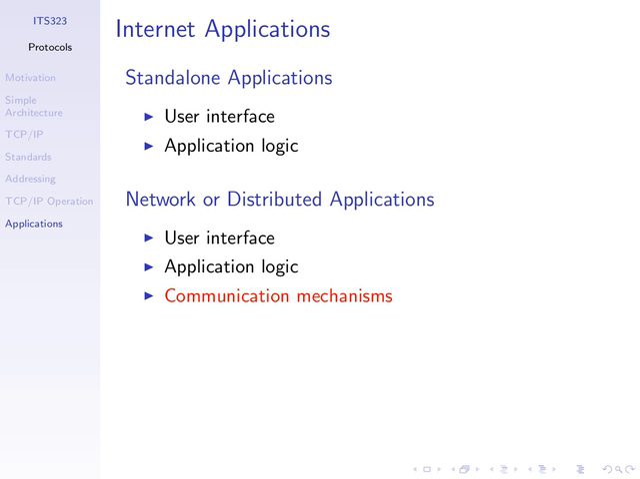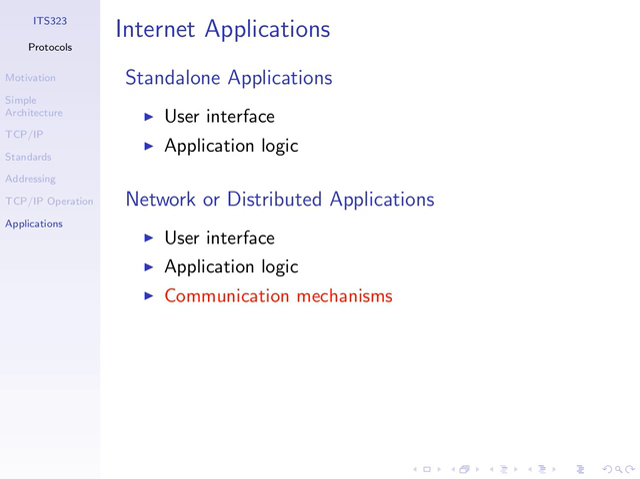An internet application, or a networked application, or possibly a distributed application, has some user interface, some application logic, but the application works, it provides the service by communicating with other instances of that application. So it has some communication mechanisms as well.